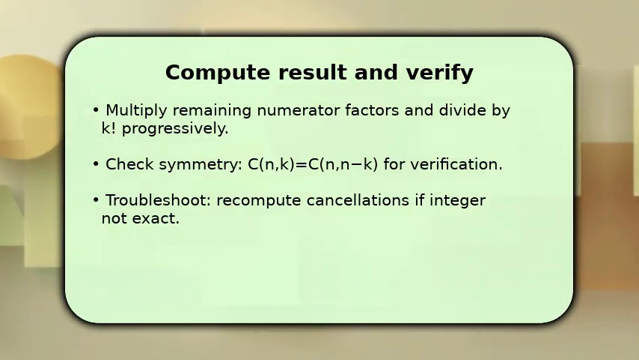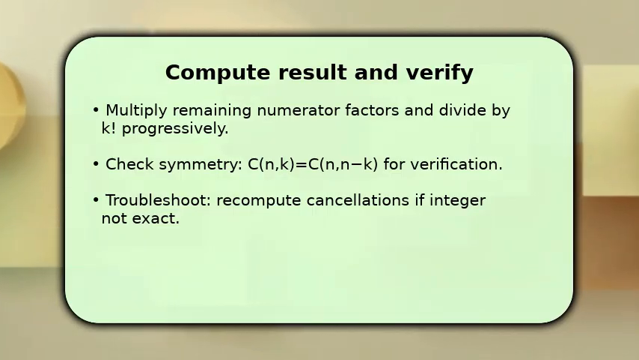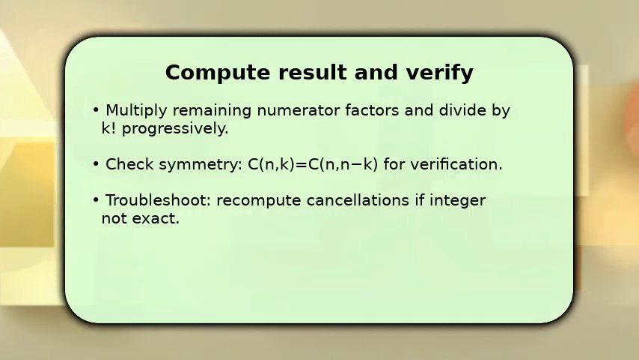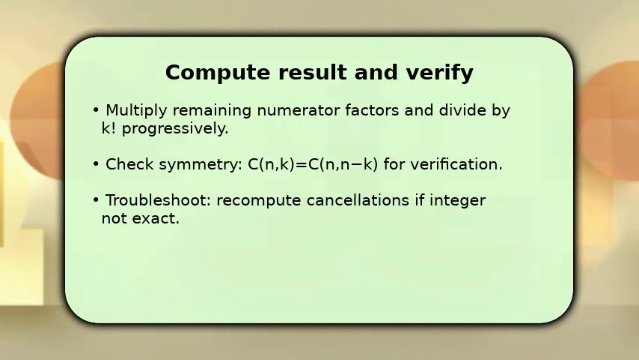Once you have the final number, check using symmetry, swap k with n minus k. The result should match. Make sure the result is an integer. If you see a fractional remainder, revisit cancellations and the order of operations. If errors persist, recompute using prime factorization of each term to spot missed common factors and correct any arithmetic slips.